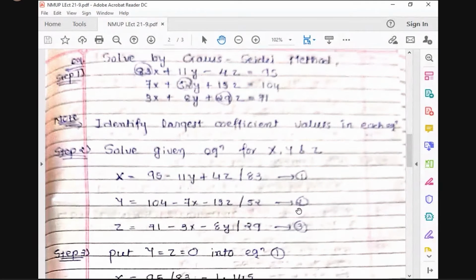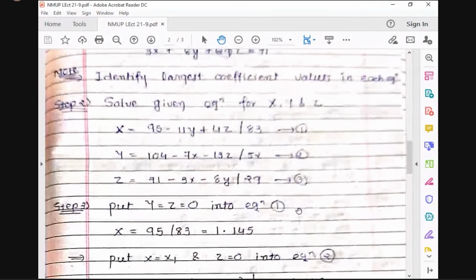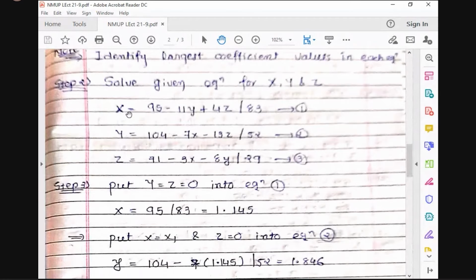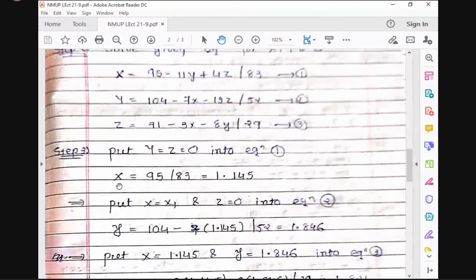Now for the third step, we want to find the value of x. For that, we are substituting y and z equal to 0. By doing this, I directly get 95 by 83, which is equal to 1.145. So now my new value of x is available with us. Now take this value for the second equation, and z we take as 0. So we are taking the value of z equal to 0, and by doing this we got the value of y.